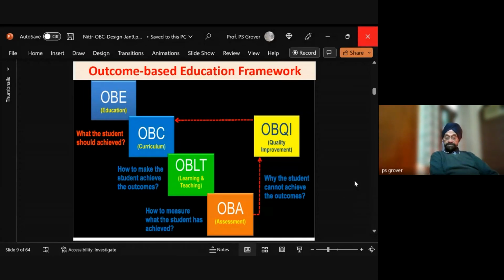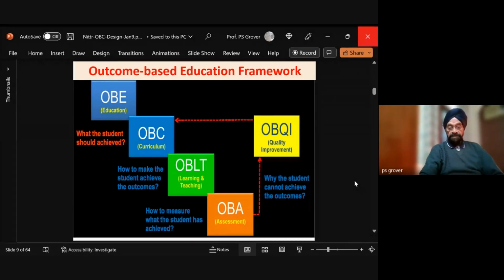Now, if the student has not learned it, we find out with the help of assessment techniques. And if the student has not achieved it, then we are responsible to find out the reasons why the student has not achieved this. Now, please appreciate these components of the outcome-based education framework, because it looks at the point from the perspective of measuring and improving student learning.